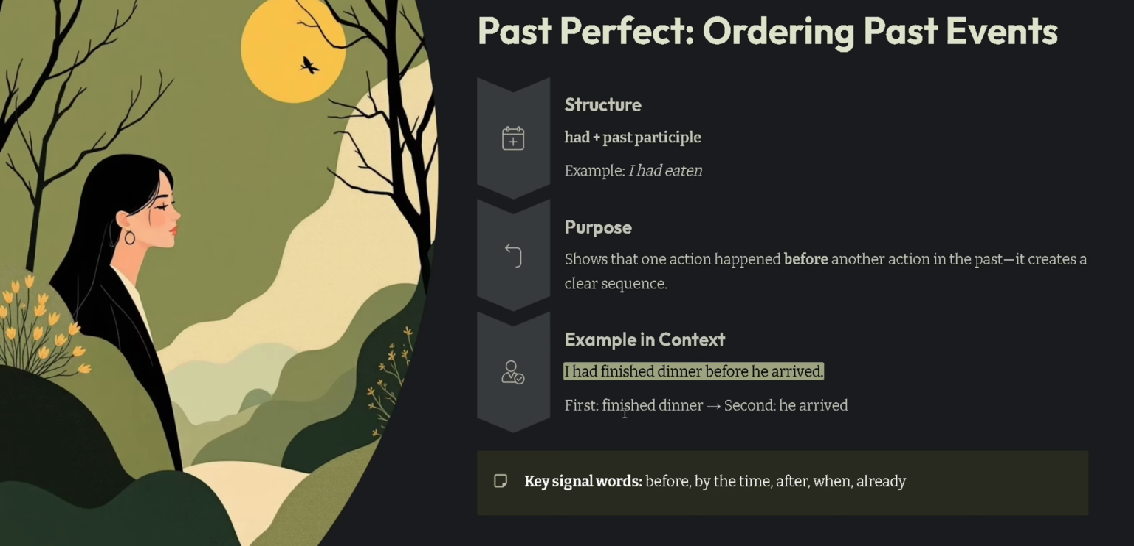So the first is the first action that happened in the past, and second, he arrived, is what goes after that. Key signal words could be before, by the time, after, when, already. So another example could be, I had eaten my breakfast by the time my dad arrived.